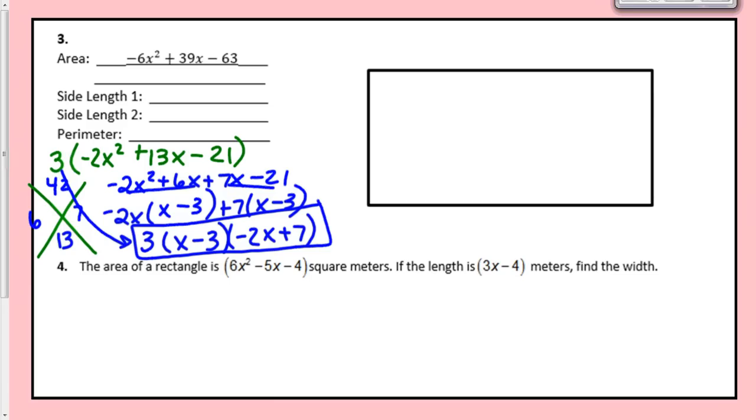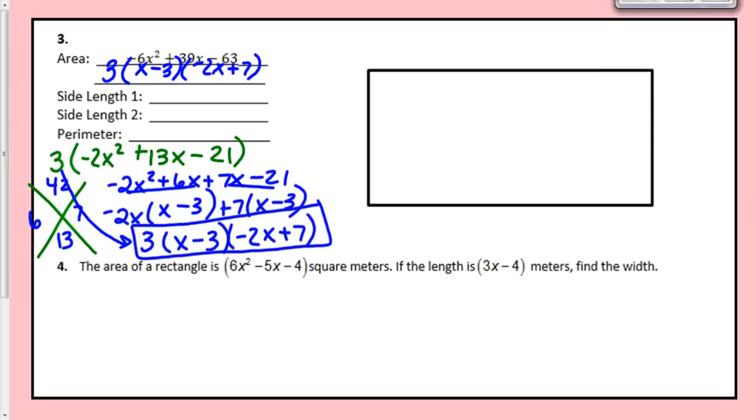Okay, so when you factor it, you should get 3, because of that greatest common factor, times x minus 3 times negative 2x plus 7. Now, that is what's going to go on the same blank right here. 3, x minus 3, and negative 2x plus 7, okay?